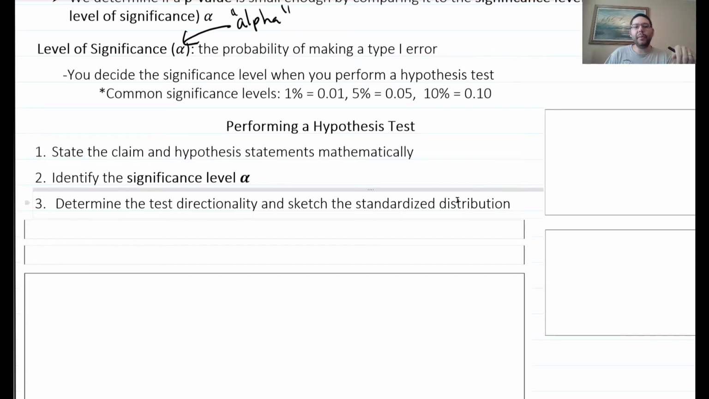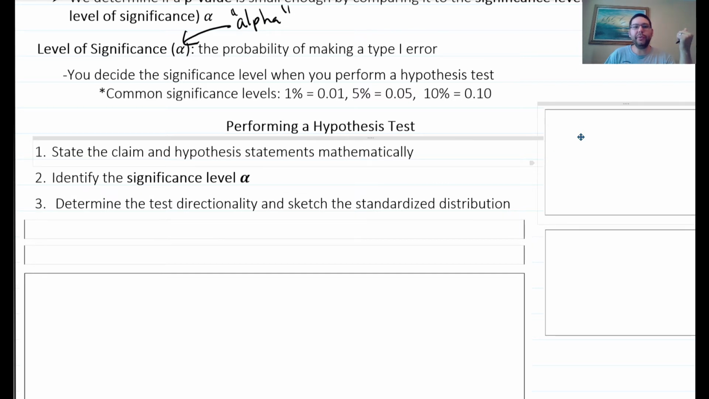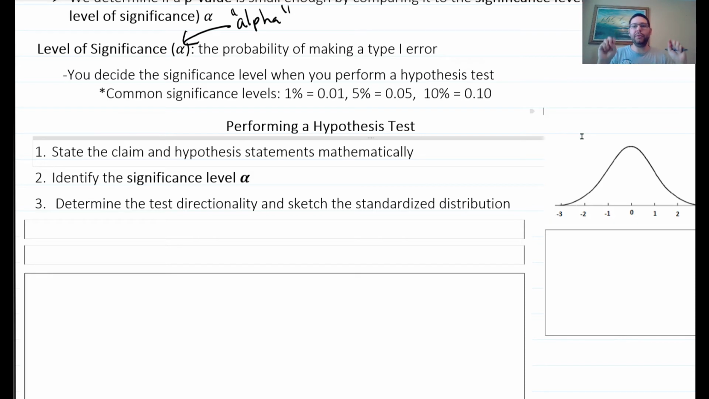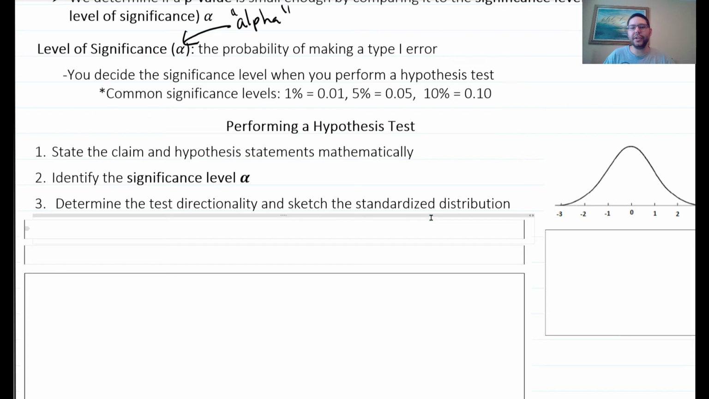Third step, determine the test directionality and sketch the standardized distribution. So we're going to be looking at some examples of normal distributions. Our standardized distribution will be the standard normal distribution, which is on the right here. So you go ahead and sketch it and determine the test direction.